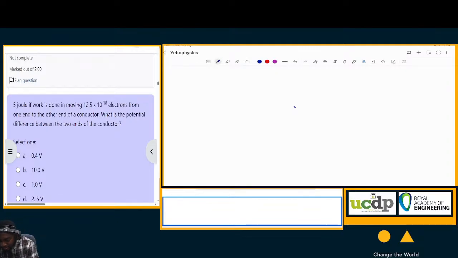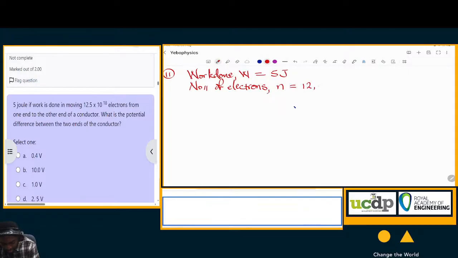So writing down what we have, this is question 11. We're told that the work done, which is W, is equals to 5 joules. And what else are we given? We're given the number of electrons, N, which is 12.5 times 10 to the power of 18. So that's the number of electrons.